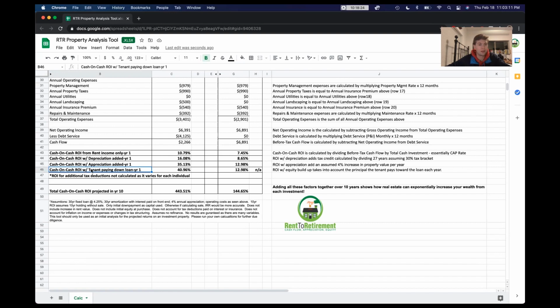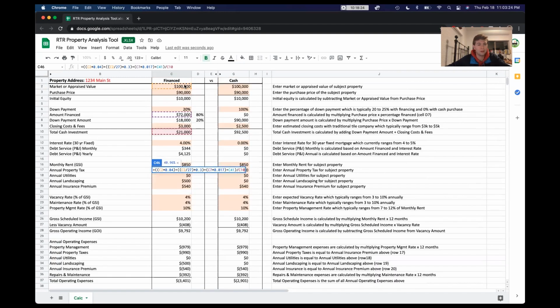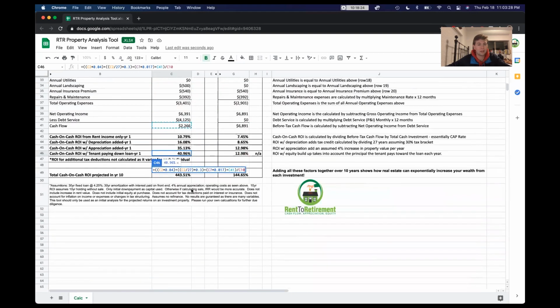And finally, we're going to look at cash on cash return with our tenant paying down our loan in year one. So all this to be said, a complicated formula here, so I don't want to go too deep into it, but we can reference these cells in our calculator. I will link this sheet to you so you can mess around with it in the description. And 40.96% return in year one. Wow, what a good investment.